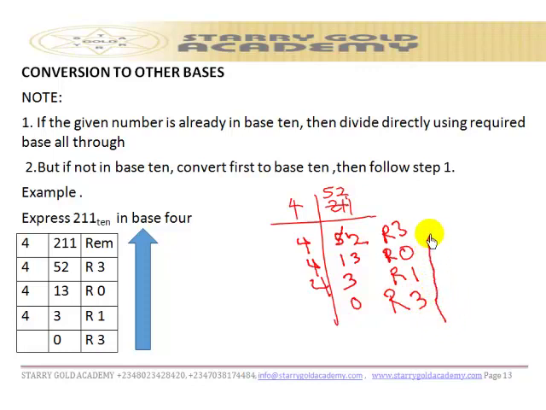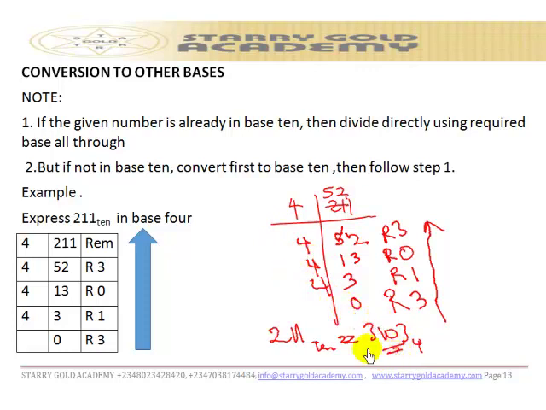Answers are picked from the base upwards. So you have 211 in base 10 is 3103 in base 4. So this settles it: divide through by 4.